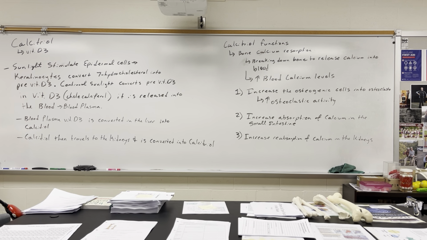So increasing osteogenic cells into osteoclasts, which increases osteoclastic activity, which is bone resorption and breakdown, releases calcium stored in the bones into the blood and increases blood calcium levels. Increasing the absorption of calcium through the small intestine from our diet, and then increasing the calcium reabsorption in the kidneys. All three of these processes are how calcitriol functions to elevate blood calcium levels.